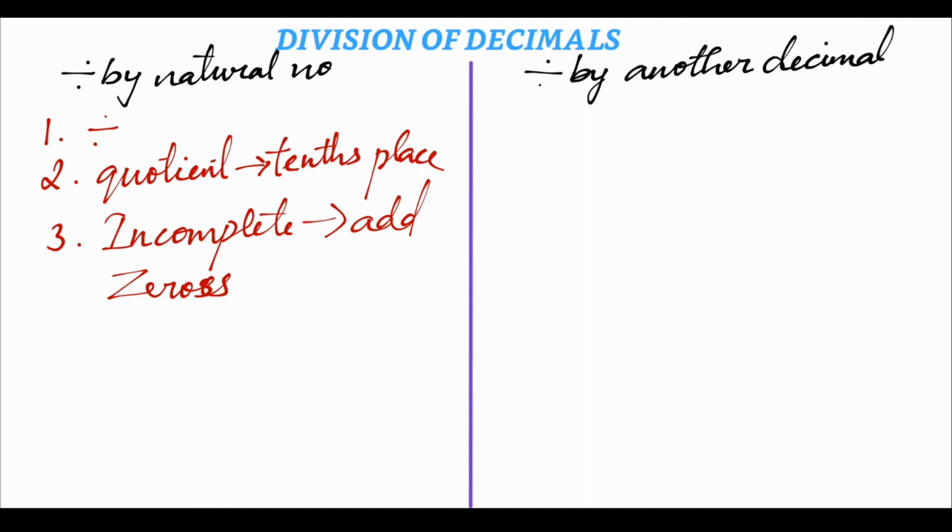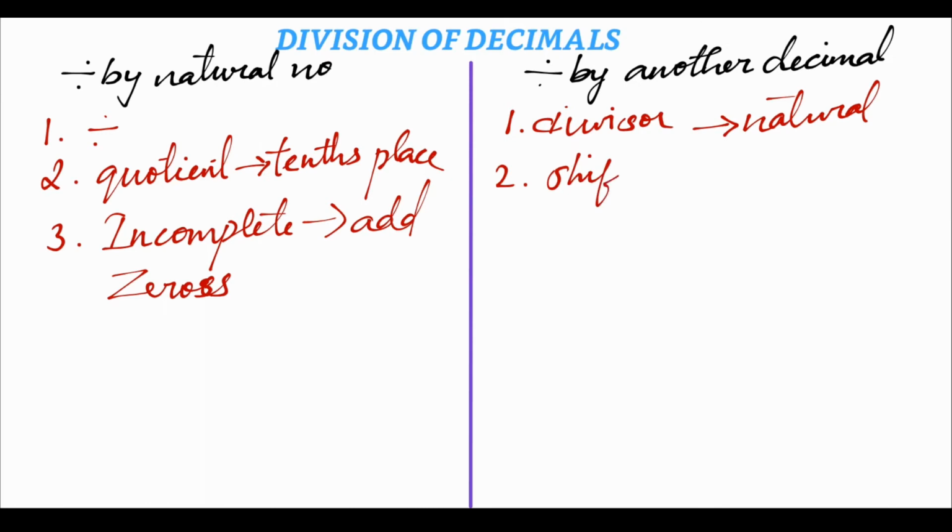Okay, and next, to divide a decimal by another decimal, the first step is to make the divisor a natural number. The divisor should be a natural number. And then second step, shift the decimal point according to the divisor. Okay. Third step, divide it as usual.